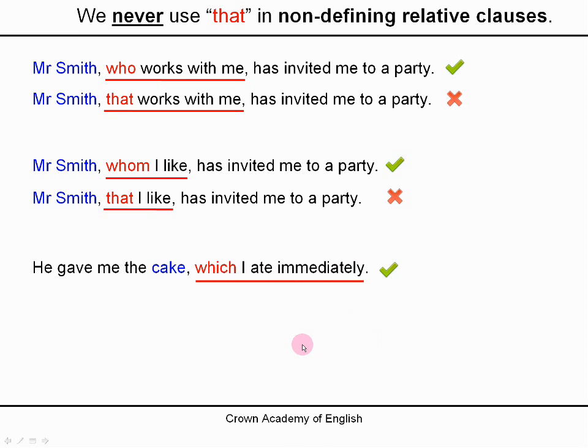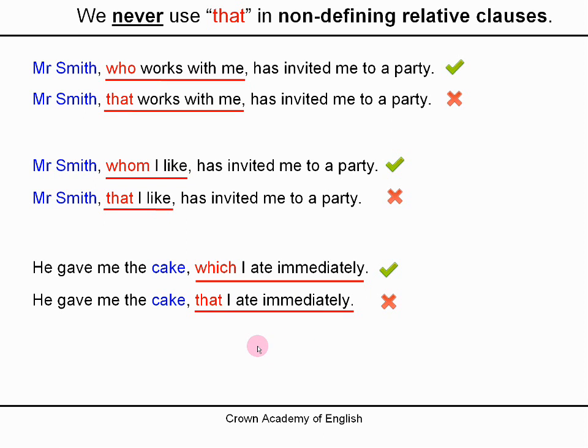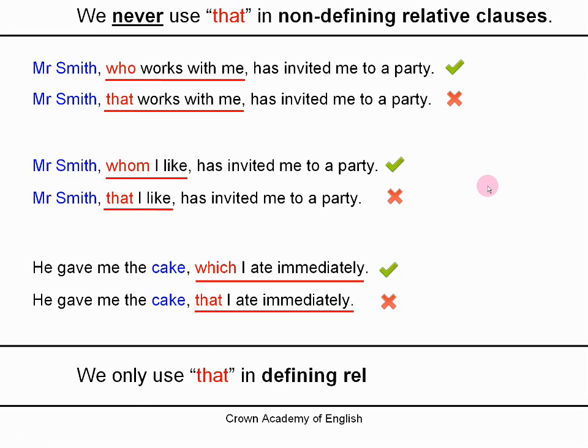He gave me the cake, which I ate immediately. He gave me the cake that I ate immediately. So this is correct. That is fine because we are using the word which. But this is wrong because we never use that in non-defining relative clauses. And we only use that in defining relative clauses. And I explain defining relative clauses in a different video.